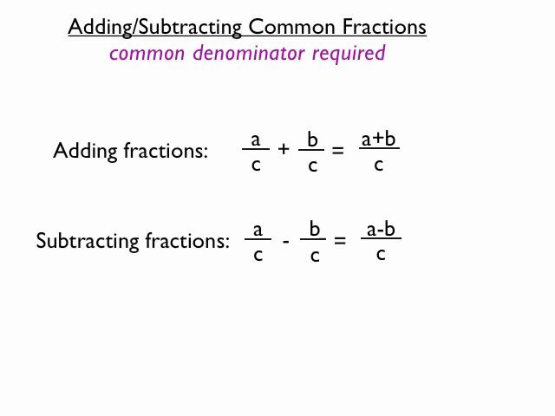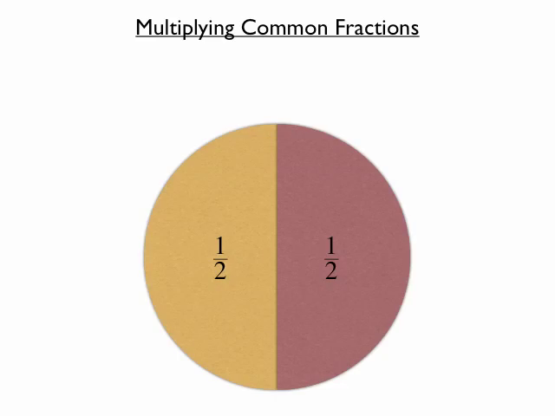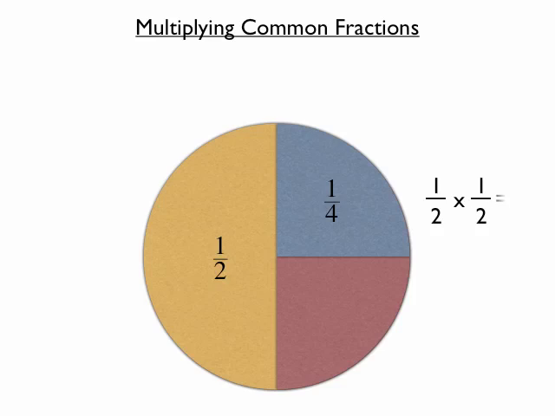Let's turn to multiplication. Consider a simple example. If you start with a pie cut in half, and then take half of one of those halves, you have 1/4. The word "of" implies multiplication, so we found that half of a half, or 1/2 times 1/2, is equal to 1/4, which means we've multiplied the numerators, 1 times 1 equals 1, and the denominators, 2 times 2 equals 4.